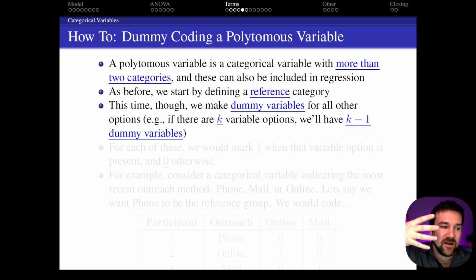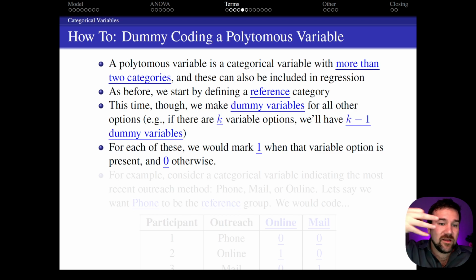I would pick one for the reference category, and then I would have k minus 1 dummy coded variables. So I would have three, in that case, dummy coded variables. For each of these, I would go through and I would mark a 1 if the participant fell within the category, and a 0 if not.